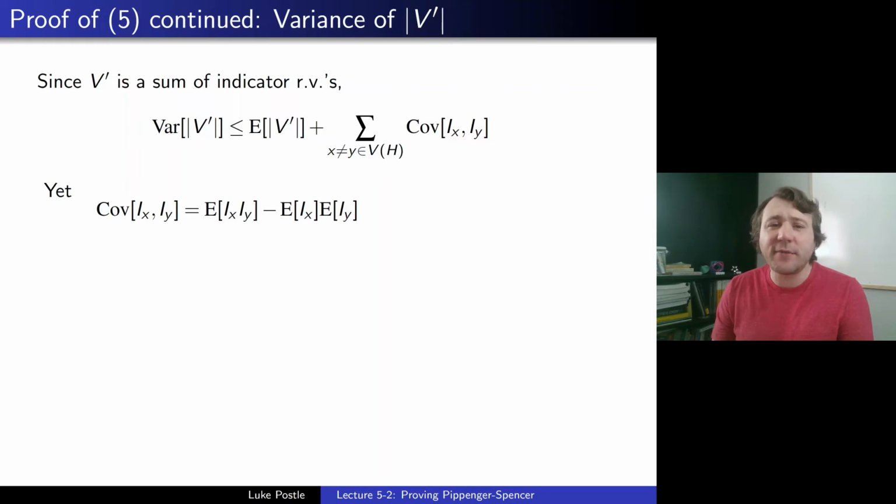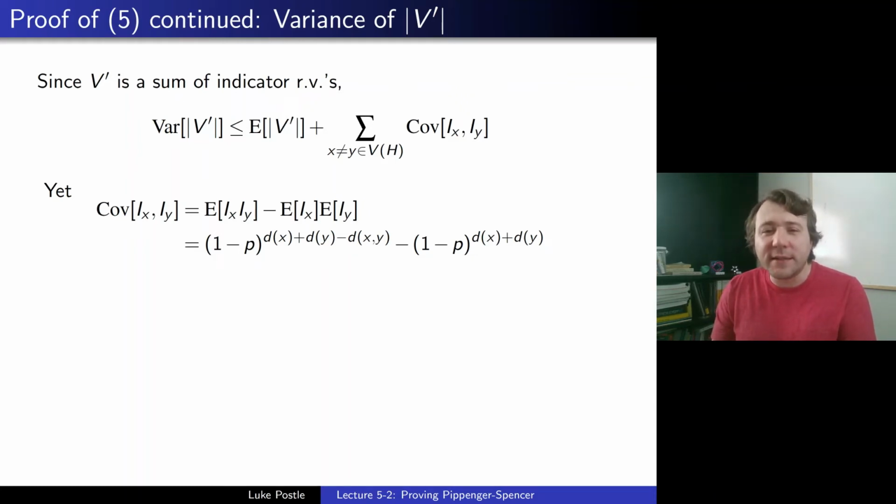Well, it's the expectation of Ix, Iy minus the product of the expectations, which is then, what is that? The product of the expectations is 1 minus p to the dx and 1 minus p to the dy, so you get 1 minus p to the dx plus dy. That's the second term there. The first term, I claim, is 1 minus p to the dx plus dy minus dxy. So why? Well, for each edge that either one of them is in. How many edges are either one of them in? It's the sum of the degrees minus their co-degree. So that's what that exponent is. It's the number of edges with either x or y, and we need each of those to not be selected.